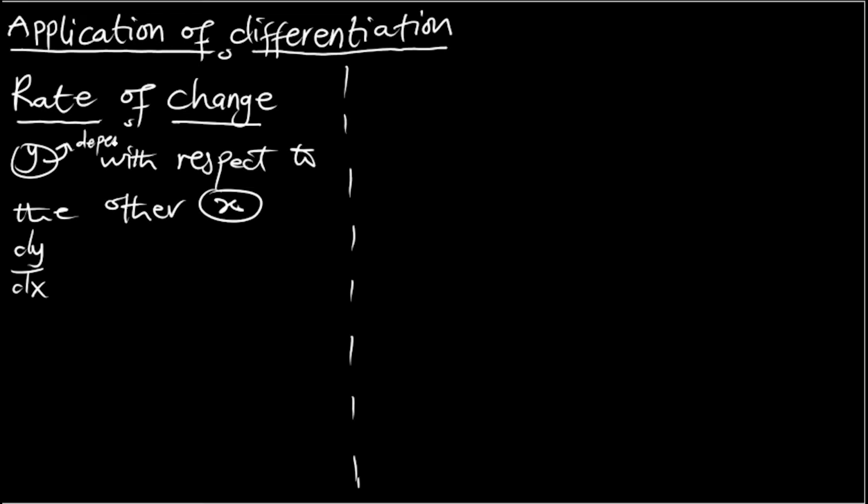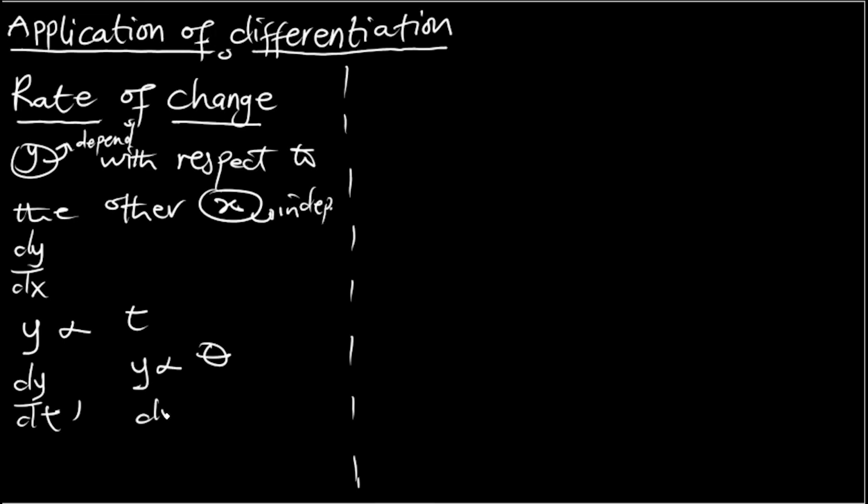Y now becomes the dependent variable because it is dependent on x, and x becomes the independent variable. Are we good? So if we are saying y changes with respect to t, then we are going to write it as dy on dt. If y changes with respect to theta, we are going to say dy with respect to theta. Are we good?